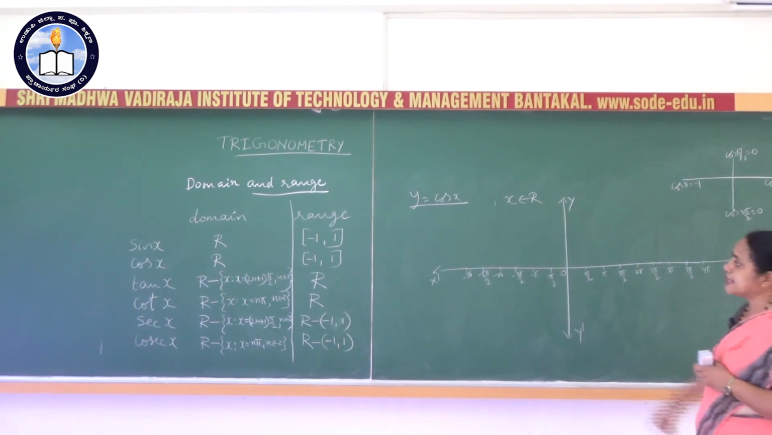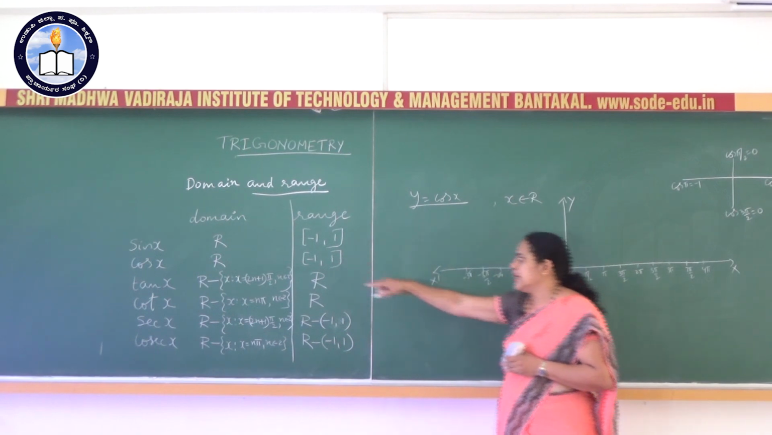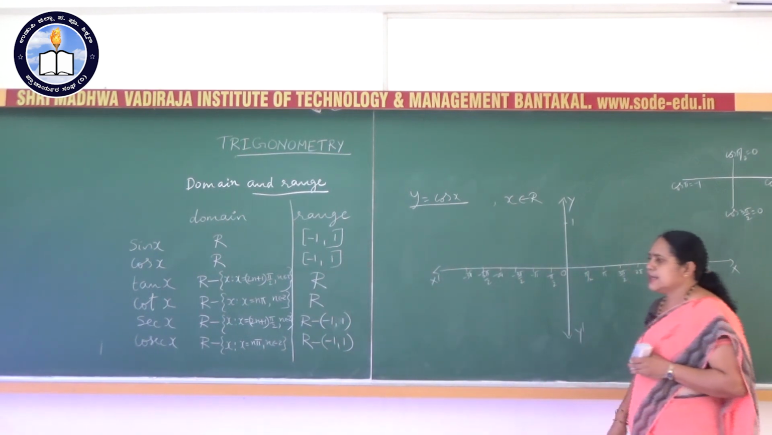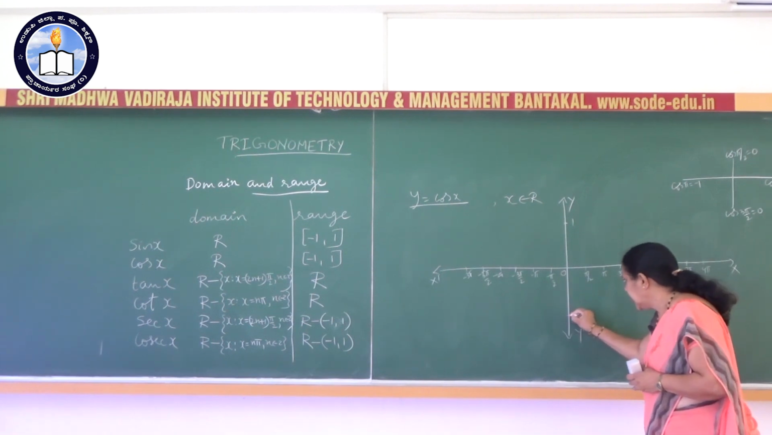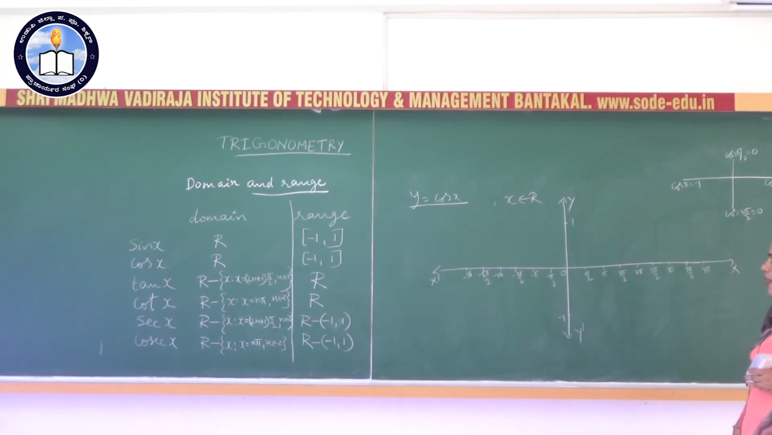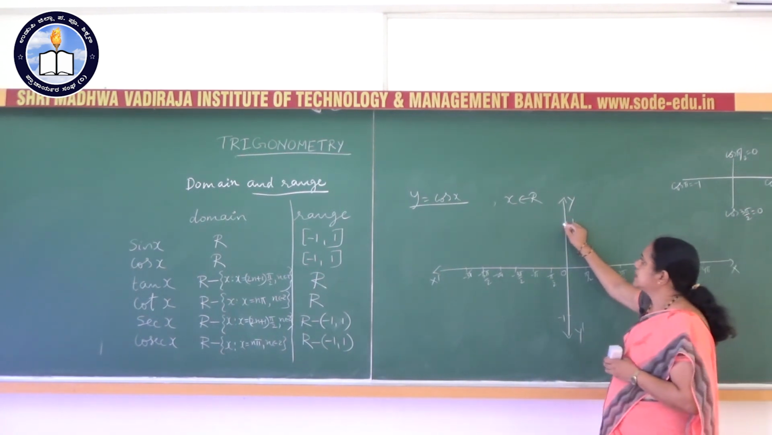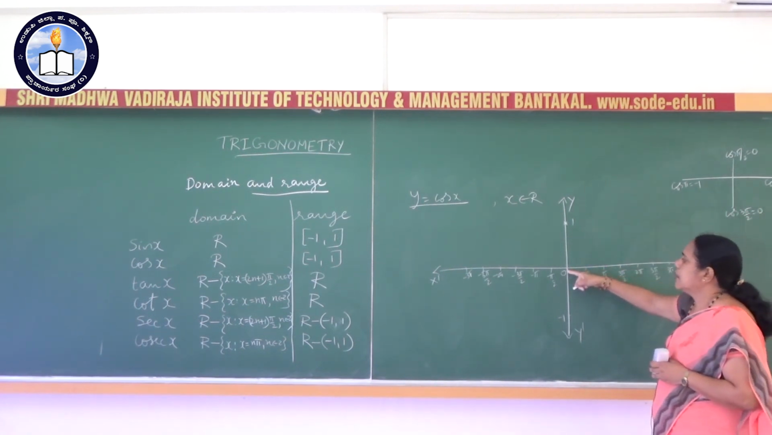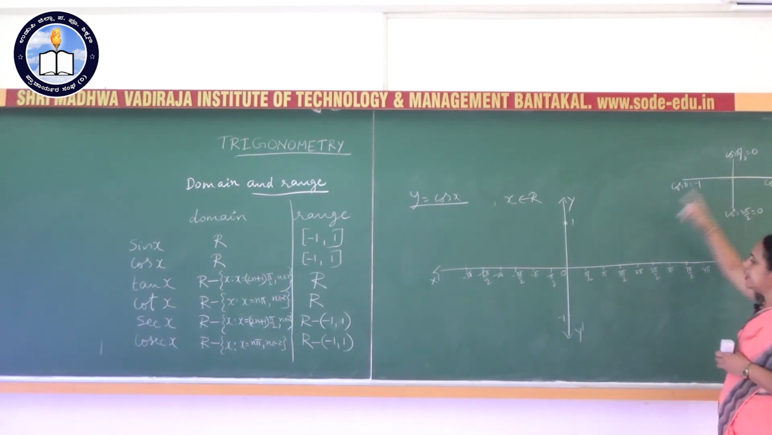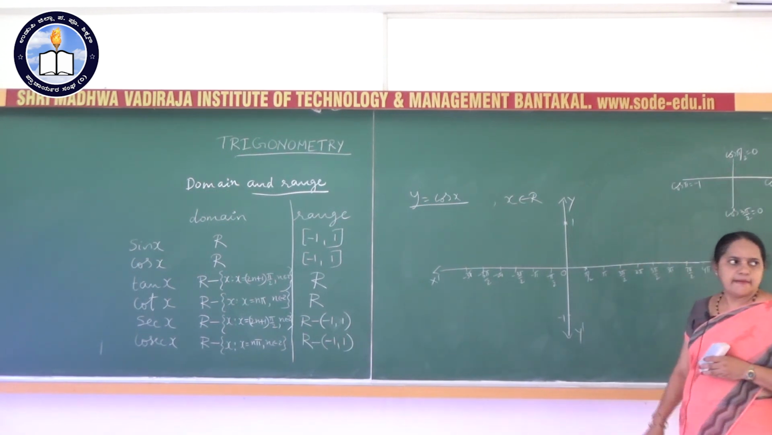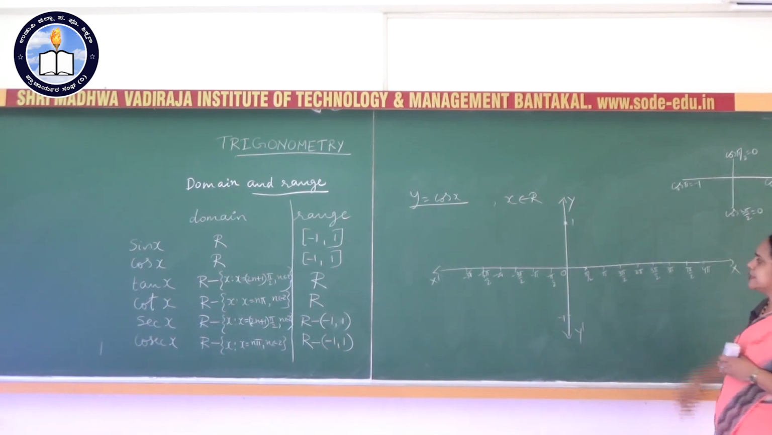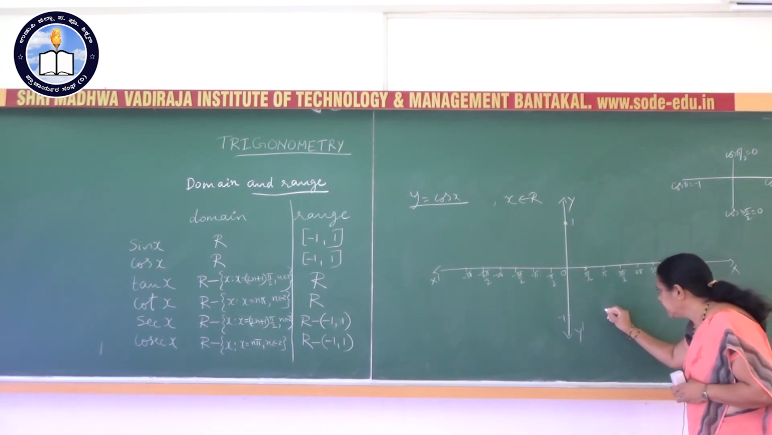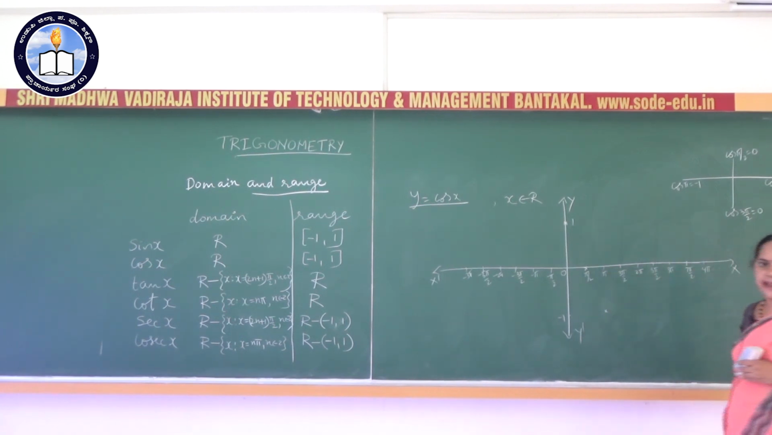Now, the highest value of cos x is 1, the least value is minus 1. So, 1 and minus 1. Now, what is cos 0? Cos 0 is equal to 1. So, (0, 1) is a point on the graph. When x is equal to 0, cos 0 is 1. Cos 90 is equal to 0. When x is equal to 90, cos 90 is 0. When x is equal to pi, cos pi is equal to minus 1. So this is a point on the graph.